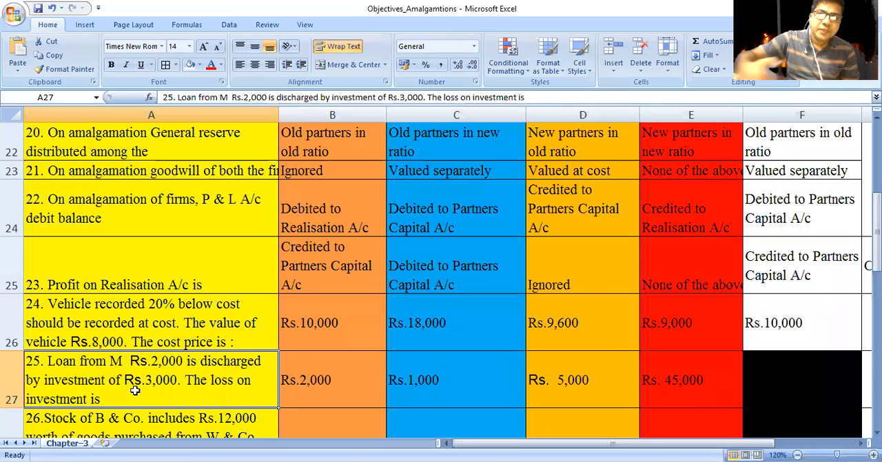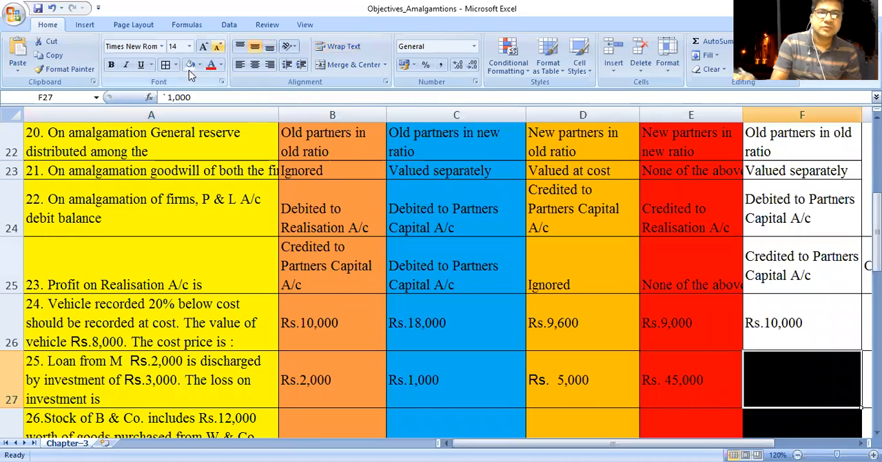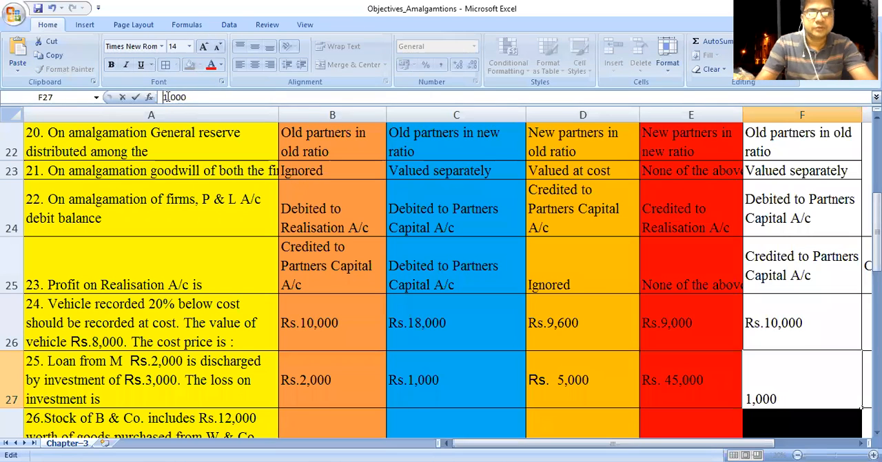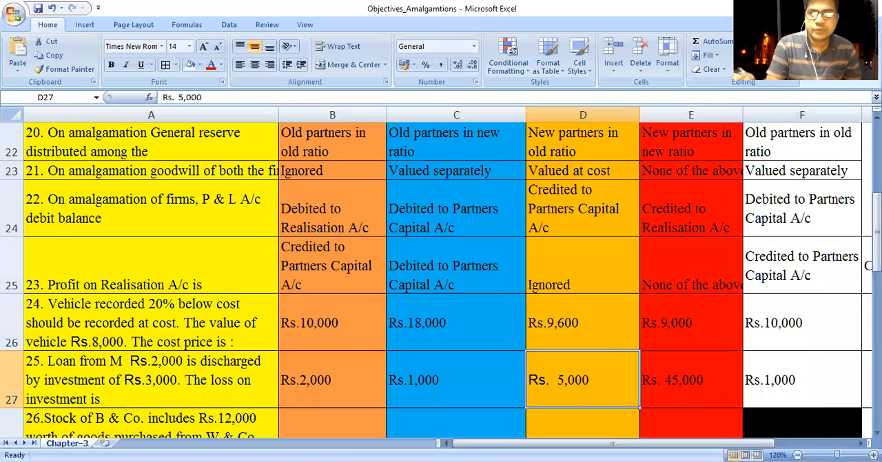Now they want to pay this loan, but they don't have the money. What they decided was to give rupees 3,000 as an investment to M. It means the loan value was 2,000 and the firm has paid rupees 3,000. It means the firm suffers a loss. So how much is the loss? It is 1,000, because they paid 3,000. It is very simple. I hope you understood what is going on.